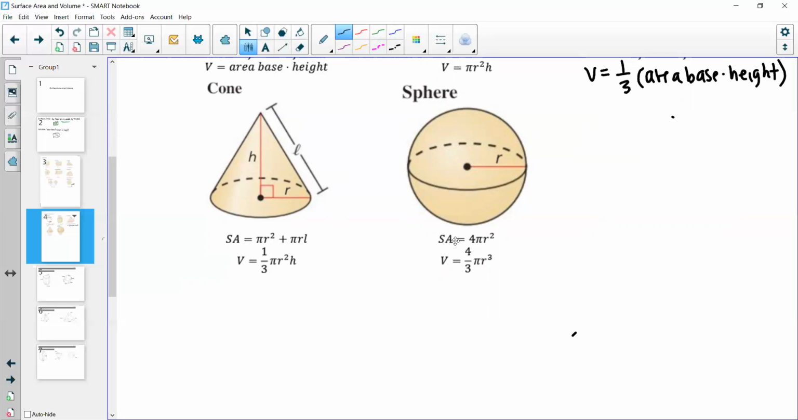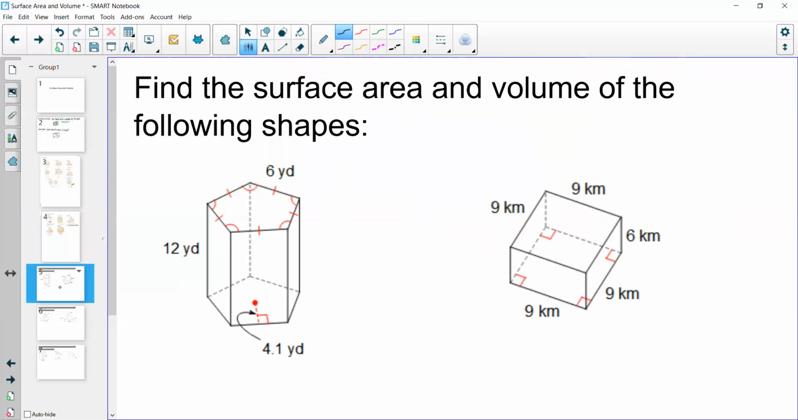For our sphere, the surface area is 4 pi r squared and the volume is 4/3 pi r cubed. Okay, so let's keep that in mind to figure out the surface area and volume of some of these shapes.